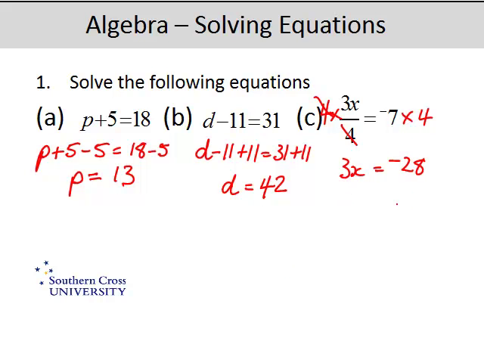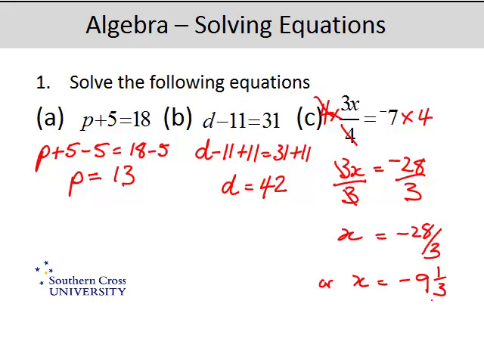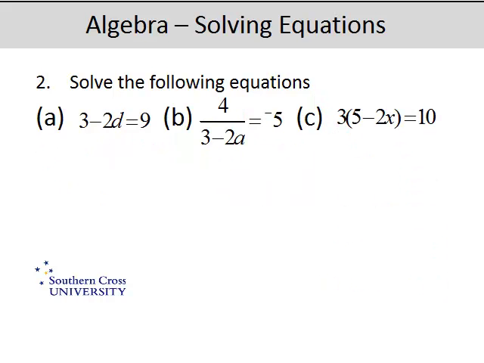Now, to get x on its own, x has been multiplied by 3. The opposite of multiplying by 3 is dividing by 3, which I'll show this way. So x is equal to negative 28 on 3, or we can write that as negative 9 1/3. Just a few more.